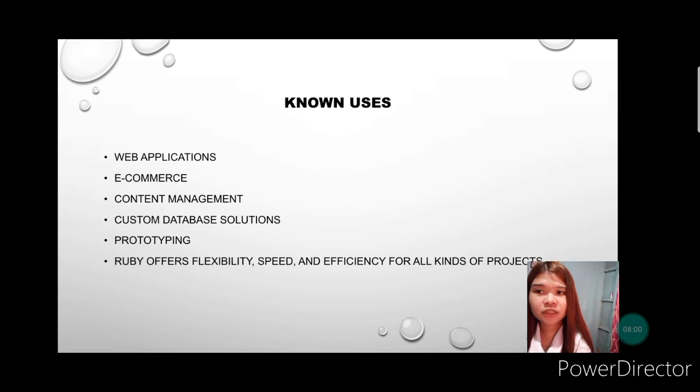Other uses of Ruby are for developing web applications, e-commerce, content management, custom database solutions, prototyping, and more. Those are the known uses of this programming language. Ruby offers flexibility, speed, and efficiency for all kinds of projects. So Ruby is a general purpose programming language.